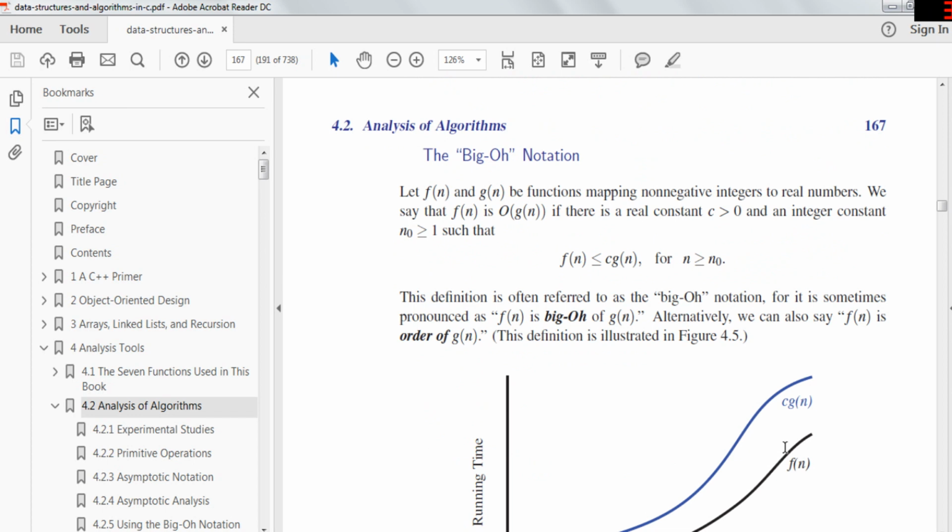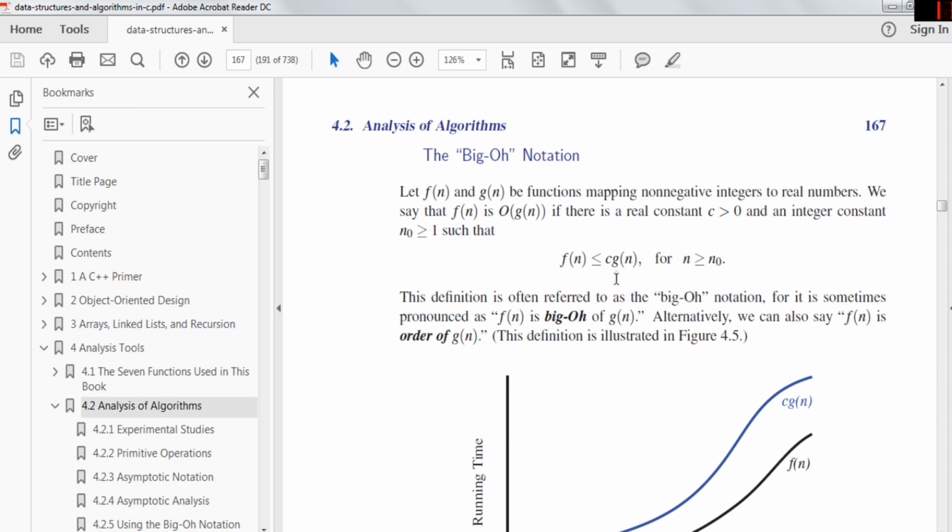Big O notation. Let f(n) and g(n) be functions mapping non-negative integers to real numbers. We say that f(n) is O(g(n)) if there's a constant c greater than 0 and an integer constant n0 greater than or equal to 1, such that f(n) is less than or equal to c times g(n) for n greater than or equal to n0. What does this mean? They're just saying that a function is less than another function if you can multiply that other function by a constant. That's all they're saying.